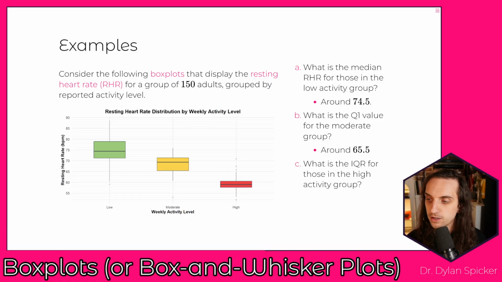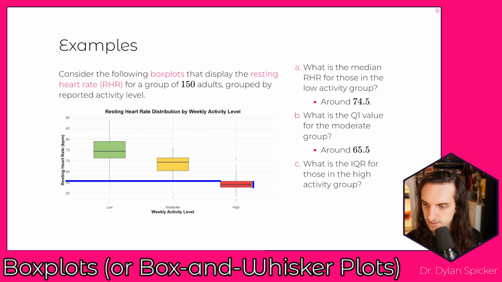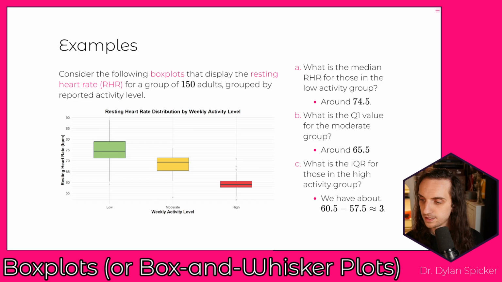And then what is the IQR for those in the high activity group? For the IQR, remember the IQR is going to be the distance between Q1 and Q3. And so then we take our Q3 value, right? So that looks like that's just above 60. We take our Q1 value, which is a little bit below that, right? And so we could actually zoom in and count out on this, right? So I believe that that's 60. That's going to be 69, 68, 67. So perhaps just a little bit below 67. And then 57 in that case, right? And so we have about a 3 IQR, okay?